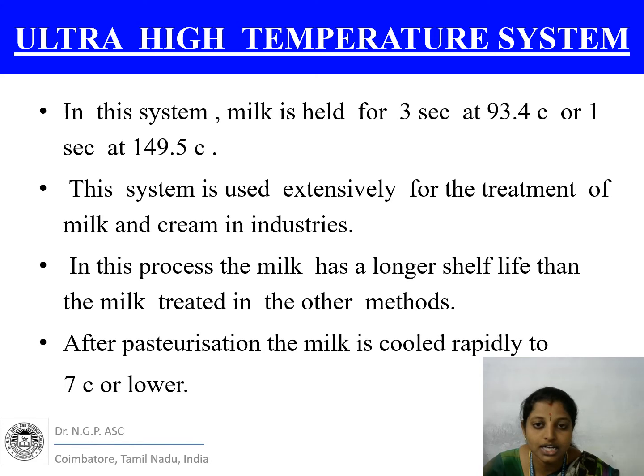Next is the ultra high temperature system. In this system, milk is held for 3 seconds at a temperature of 93.4 degrees Celsius, or else we can use 1 second at 149.5 degrees Celsius. This system is used extensively for the treatment of milk and cream in industries. In this process, the milk has a longer shelf life than milk treated by the other methods. After pasteurization, the milk is cooled rapidly to 70 degrees Celsius or lower.